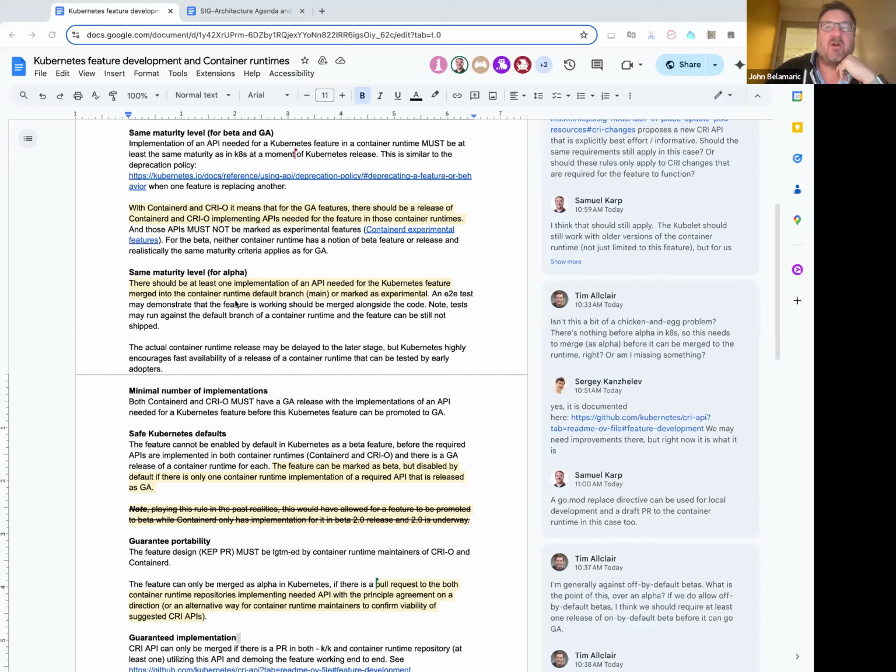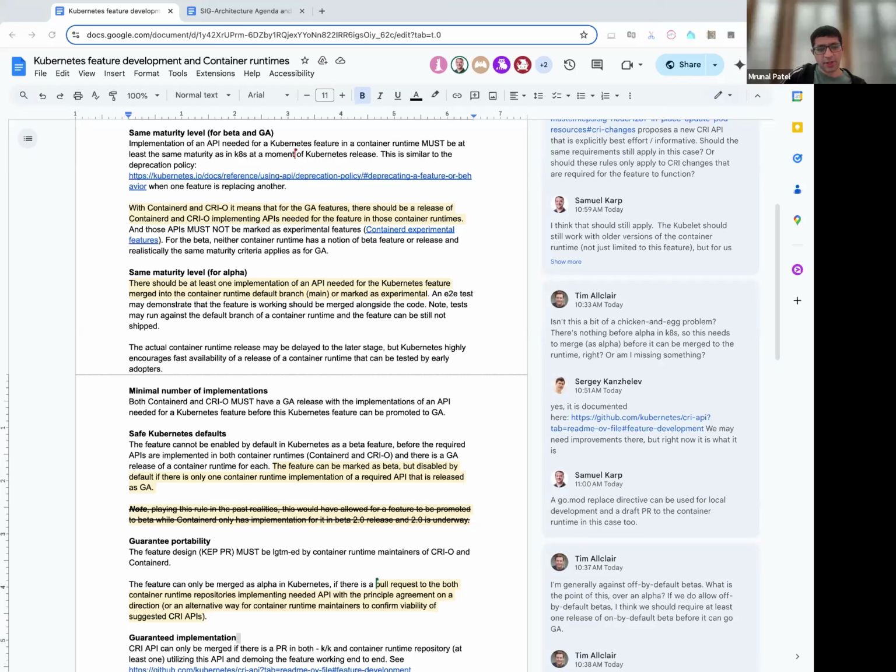But just to be clear, we're only taking a hard dependency like this on CRI-O and Containerd, not on other runtimes. We're saying if these two are willing to implement it, we don't care about anybody else. I just want to make sure we're not, obviously, tying our hands too tightly.